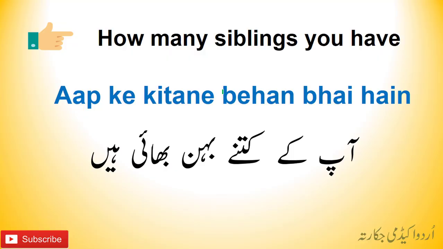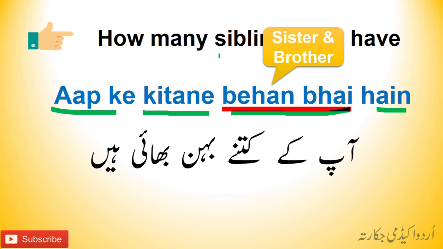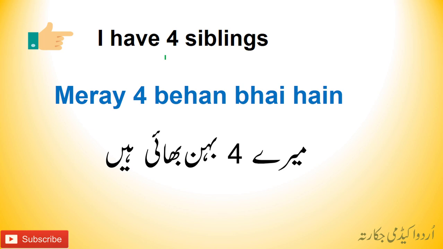Let's have a start. How many siblings do you have? Aapke kitne behan bhai hain? Repeat with me. Aapke kitne behan bhai hain? Behan bhai means sister and brother. So in English it is sibling, and in Urdu it is behan and bhai. The answer is I have four siblings. Mere char behan bhai hain. Repeat with me. Mere char behan bhai hain.